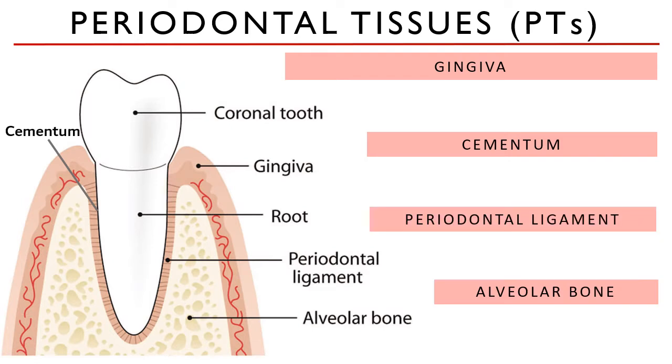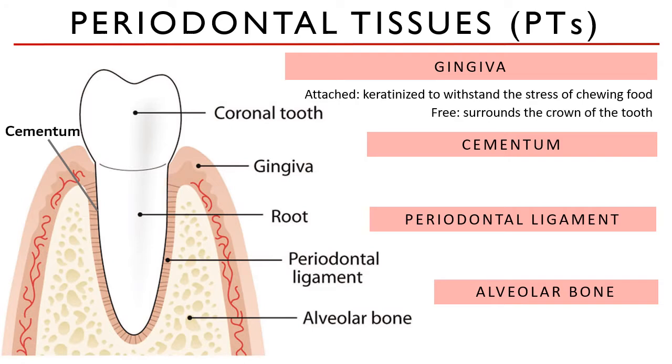The gingiva, or gums, is the mucosa lining the alveolar bone which surrounds the cervical portion of the teeth. There are 2 types. First is attached, which is keratinized to withstand the stress of prehension and chewing food. The second is the free gingiva, which surrounds the crown of the tooth.